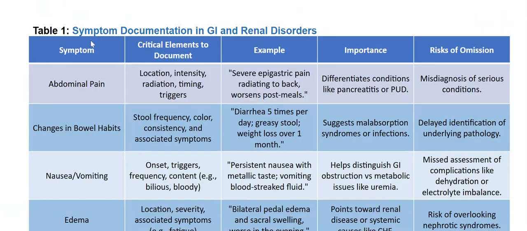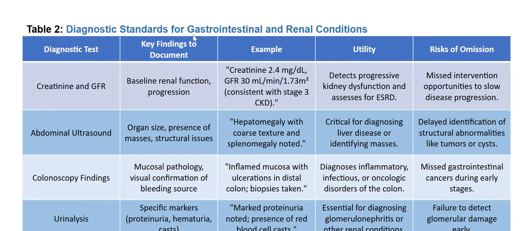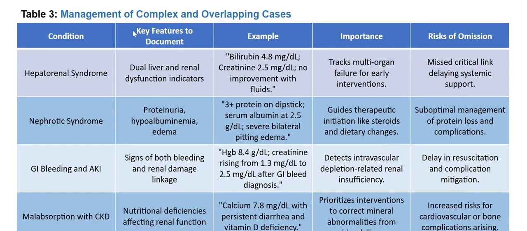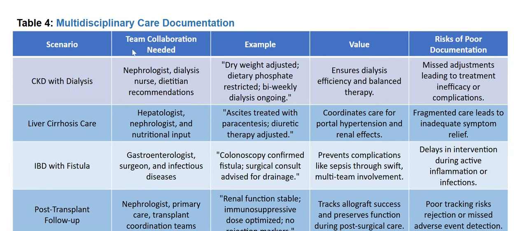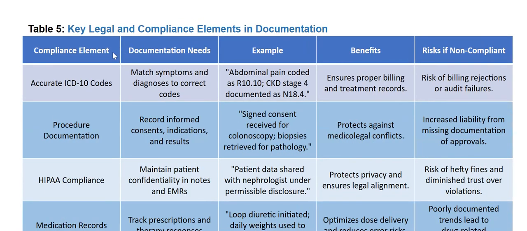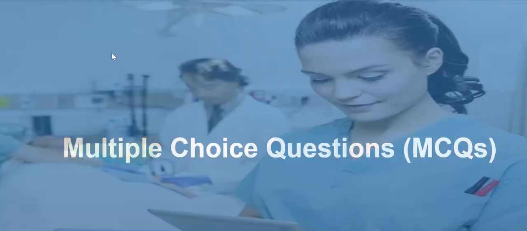Summary tables here. We have a table on symptom documentation in GI and renal disorders, a table on diagnostic standards for GI and renal conditions, a table on management of complex and overlapping cases, a table on multidisciplinary care documentation, and a table on key legal and compliance elements in documentation. Next we will revise what we have covered in this lecture through some MCQs, or multiple choice questions.